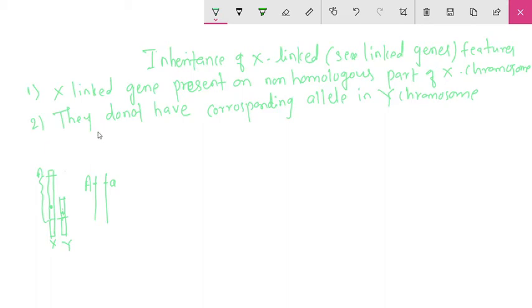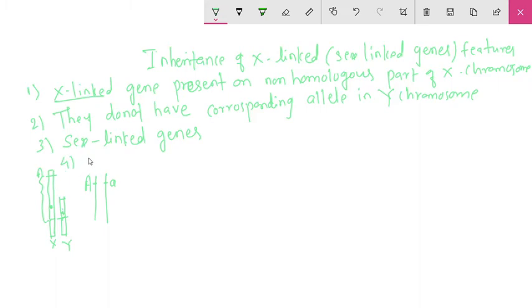Then the next point, they are commonly known as the sex-linked genes. Okay. So the sex-linked genes, this shows the crisscross inheritance.